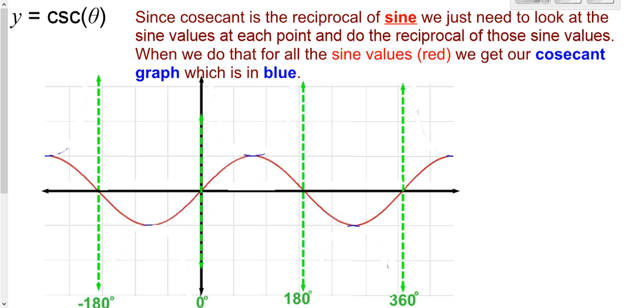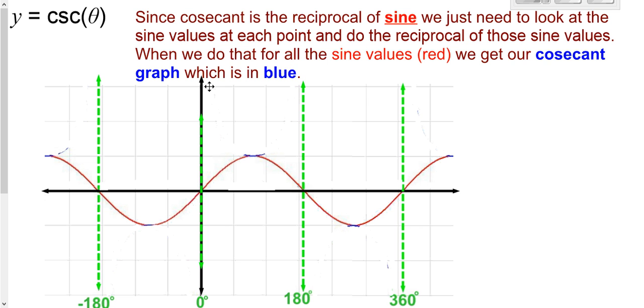Now we'll take a look at our cosecant graph. Cosecant is the reciprocal of sine. So I have my sine graph in here. Wherever my sine is 0 and I flip it upside down, that's where I'm going to have vertical asymptotes. Sine is 0, flip it upside down, vertical asymptote. Sine is 0, flip it upside down, a vertical asymptote right on my axes.